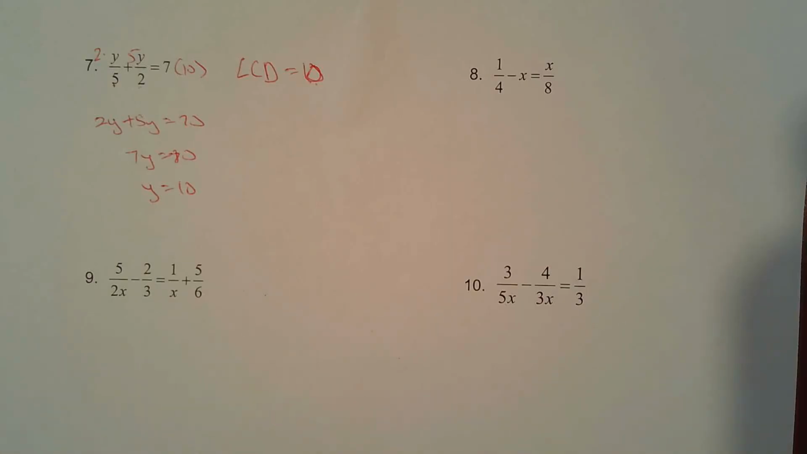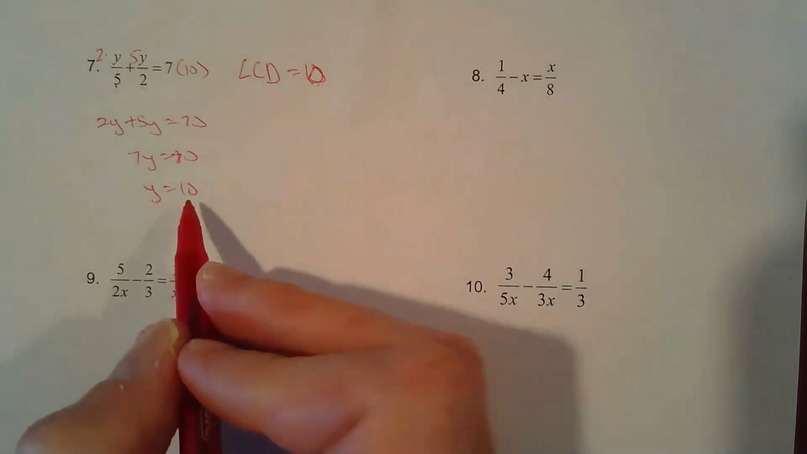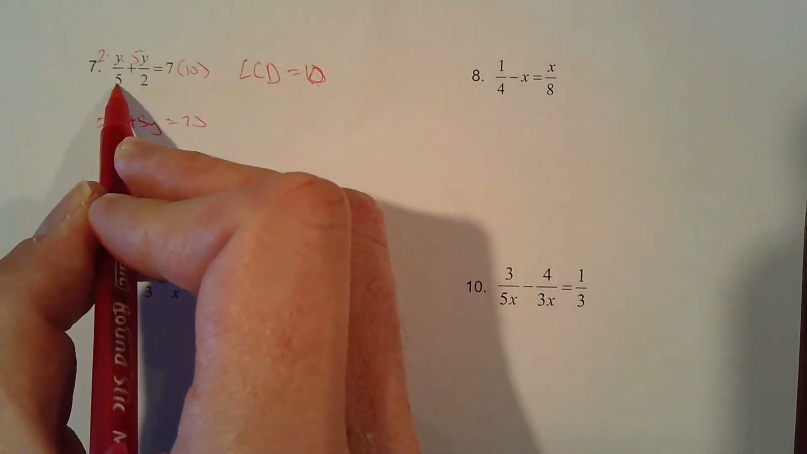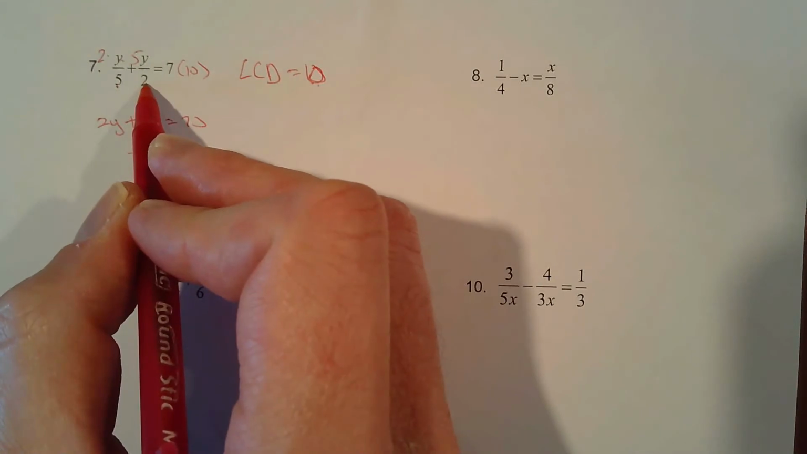Again, if you plug that back in, it does work. If you plugged in 10, 10 divided by 5 is 2. 10 divided by 2 is 5. 2 plus 5 is 7, so it works.